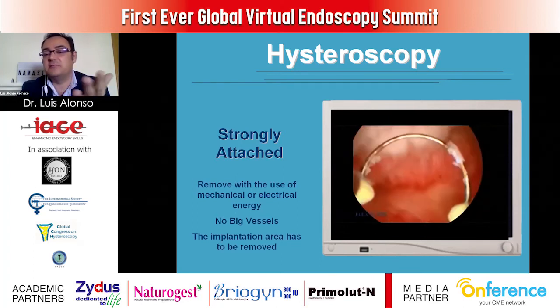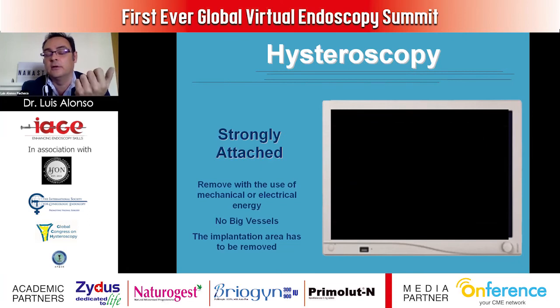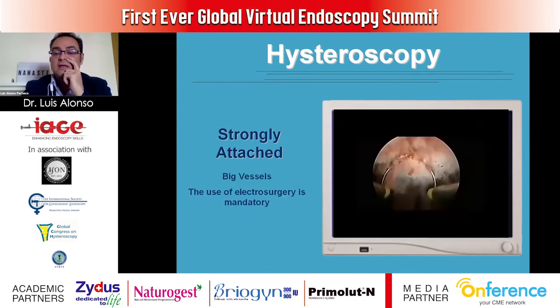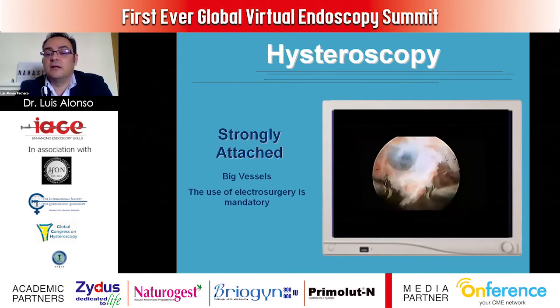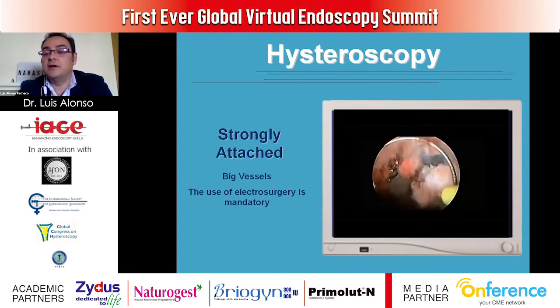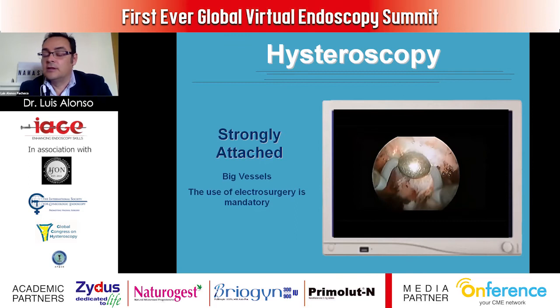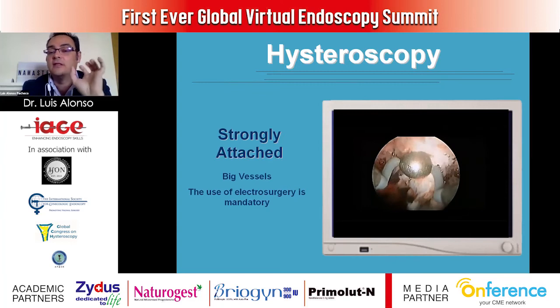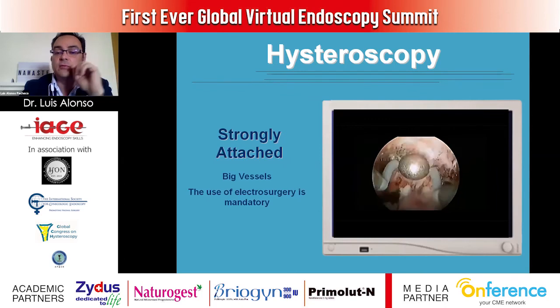But look, this is something similar to a fibroid, a myoma. But sometimes, look here, the tissue is really strongly attached. And we can find a dilated vessel. That's an aneurysm. This is a 26 French resectoscope with a normal roller ball, so it's a big vessel that will have some bleeding. Those are the cases in which we need to use electrosurgery to coagulate that area. And those are the cases that can be life-threatening for the patient.